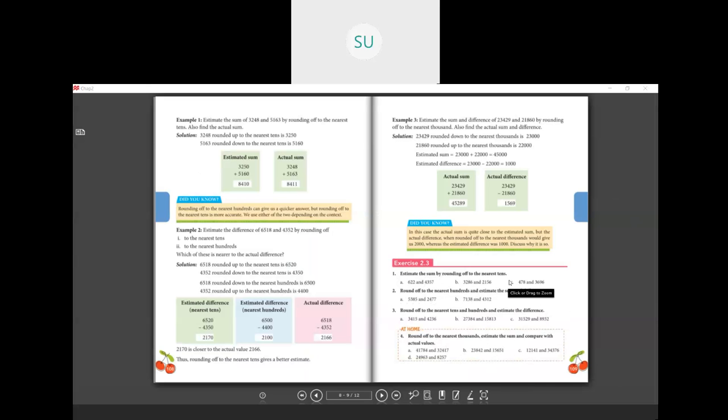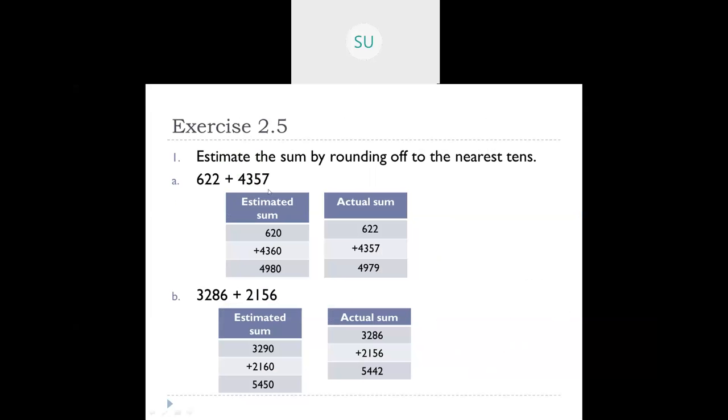Estimate the sum by rounding off to the nearest tens. So the first question, 622 plus 4357. To find the estimated sum by rounding off to the nearest tens, first we round off the numbers to the nearest tens. So 622, when you round it off to the nearest tens, you'll get 620. And 4357, when we round off to the nearest tens, we look at the ones place. In the ones place we have 7, which is greater than 5, so we'll add 1 to the tens place, so it becomes 4360.